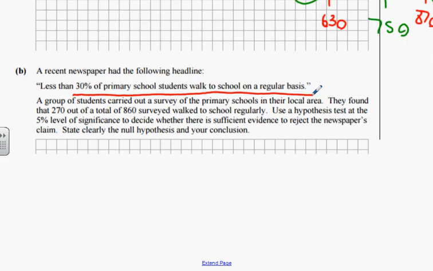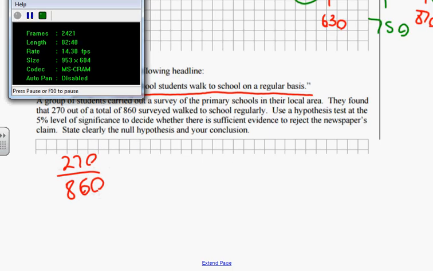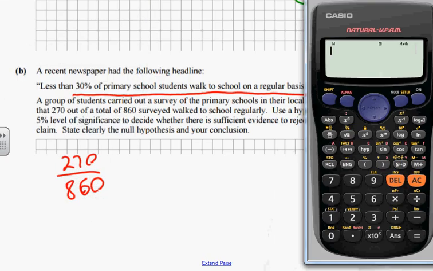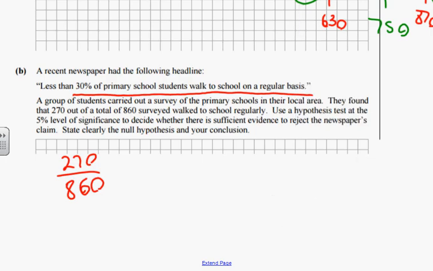They found out 270 out of 860. Now, 270 out of 860, what fraction, what percentage would that be? 270 over 860 is what we got. Divided by 860. And we, as Dennis said, 31.4%. Everybody happy enough with that? Okay, so, or basically 0.314.